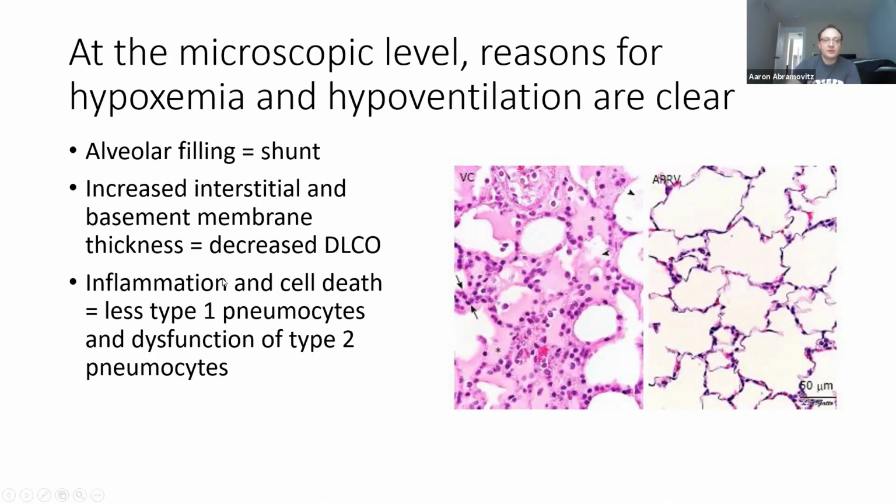Increased interstitial and basement membrane thickness result in a decreased DLCO, which means that it's harder for oxygen to cross the barrier between the blood vessel and the alveolus and get loaded onto hemoglobin. So oxygenation becomes less efficient, in addition to sometimes it can't even occur because of the shunt. And then inflammation and cell death means that there's less type 1 pneumocytes that actually allow for the gas exchange, and dysfunction of the type 2 pneumocytes, so less surfactant is produced, which actually exacerbates the problem of this proteinaceous filling and inflammation.